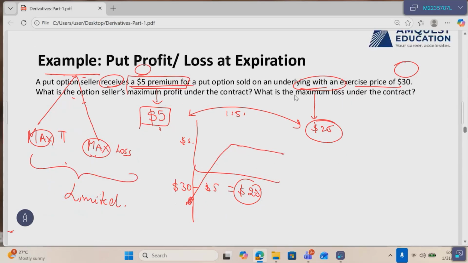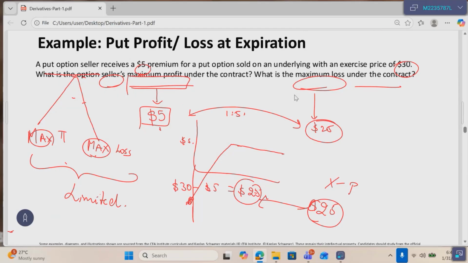The break-even point, remember the formula, X minus premium. So here the answer will also be $25. You will be surprised. The answer for the break-even point and the maximum loss are the same. Obviously, the break-even point is a market price of $25. He'll break even. वहां से तो zero ही होगा ना. So he will also lose 25. Correct? So the answer is 25 for the break-even point.